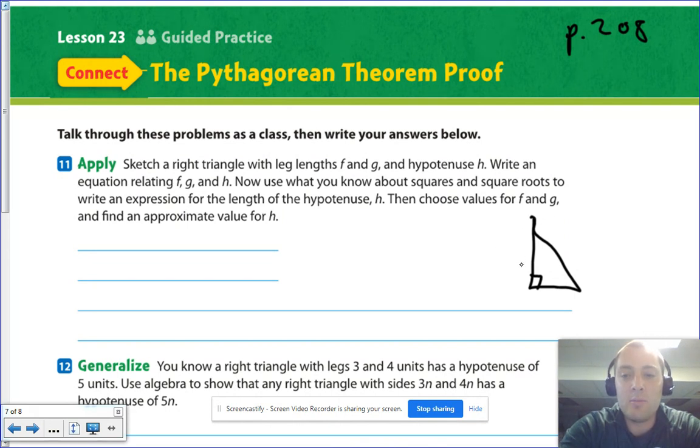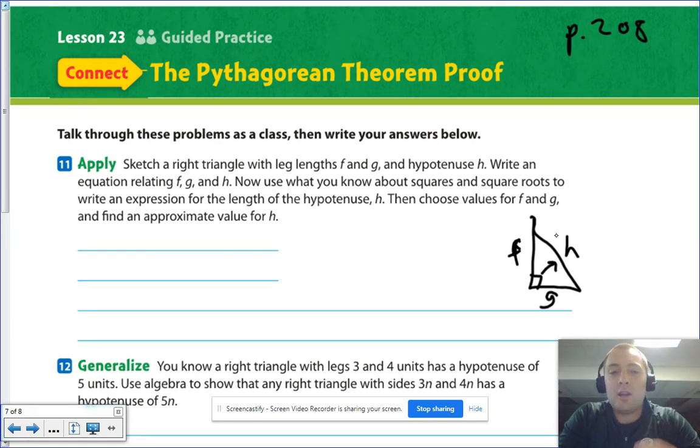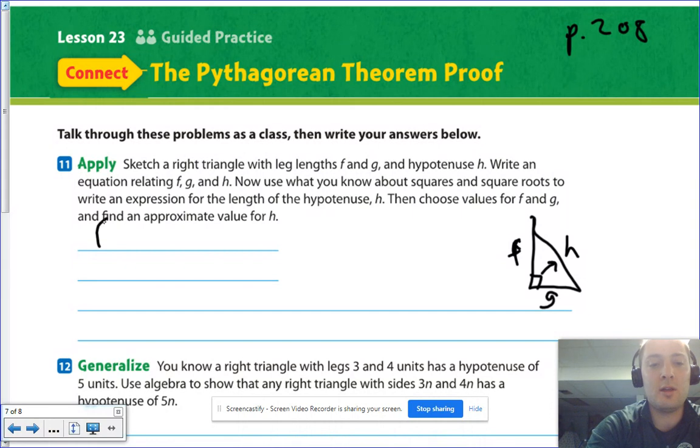We got F, we've got G, and we've got H. Again, the hypotenuse, that H word that kind of looks like hippopotamus, that's always the biggest side, the one that's opposite of the right angle. So that's where our H is. It says write an equation relating F, G, and H. Okay. We know that if it's a right triangle, F squared plus G squared has to equal H squared.